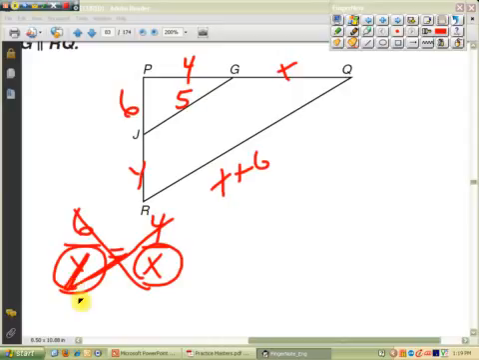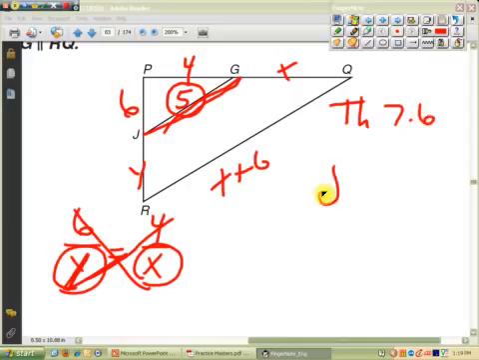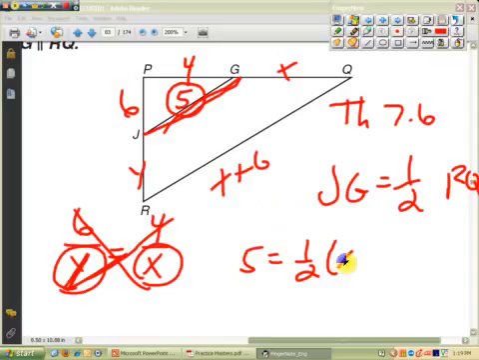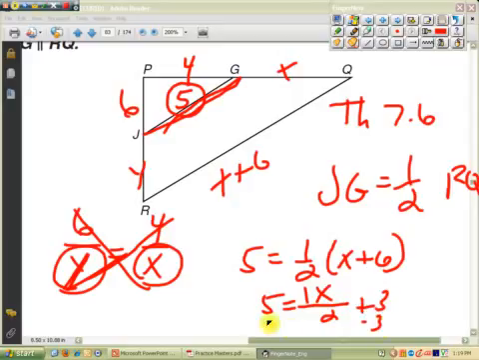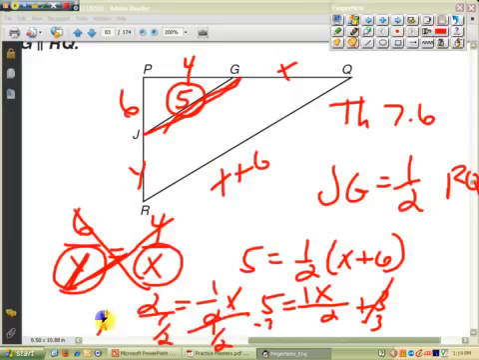So you have to figure out a different way of doing this one. What you can do though is this. This line JG, by theorem 7.6, is half of RQ, because the theorem says it is. So therefore you do 5 equals 1/2 X plus 6, so 5 equals 1/2 X plus 3. Then you subtract 3. You have 1/2 X equals 2, and when you divide by 1/2, you get X is 4.